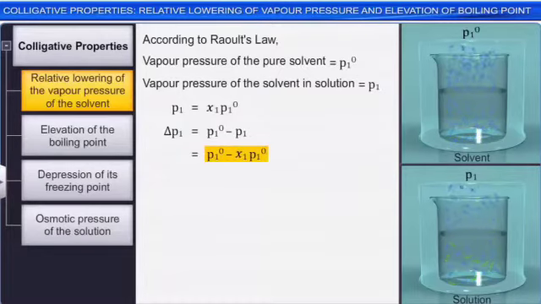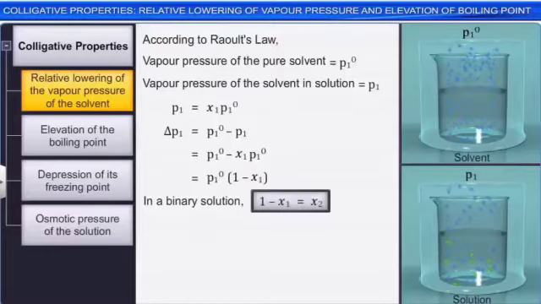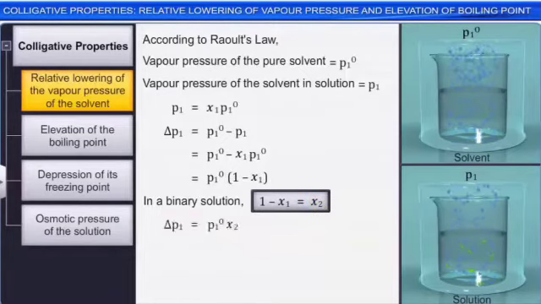Rearrange the terms, we get change in vapor pressure ΔP1 is equal to P1⁰ multiplied by (1 minus X1). In a binary solution, 1 minus X1 is equal to X2, that is, the mole fraction of the solute. Therefore, the lowering in vapor pressure ΔP1 is equal to P1⁰ multiplied by X2.